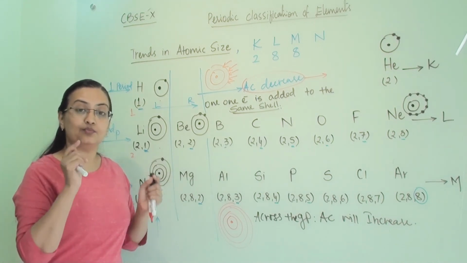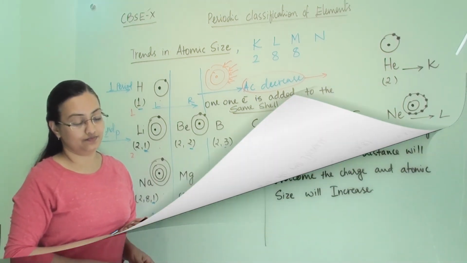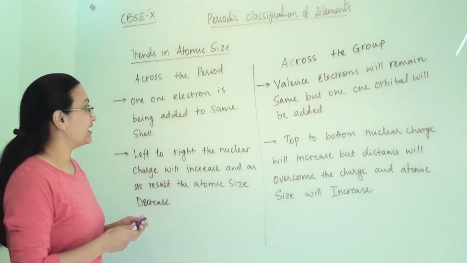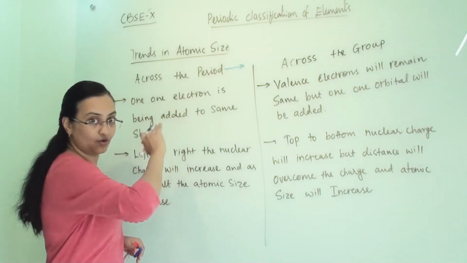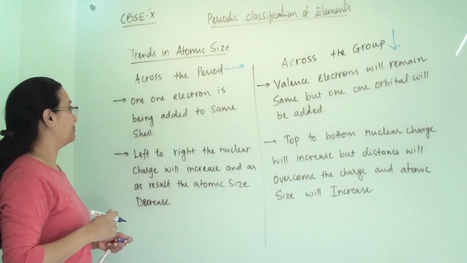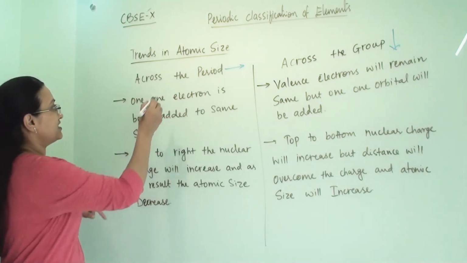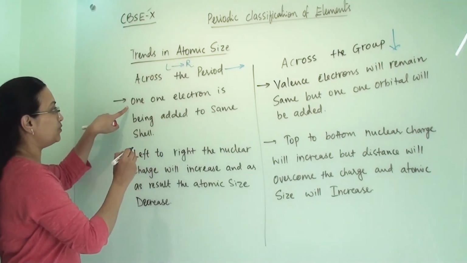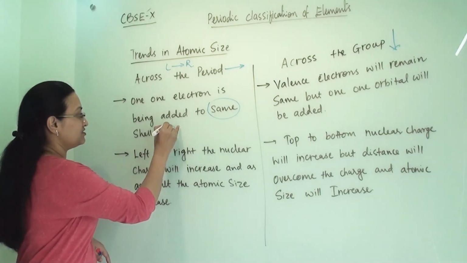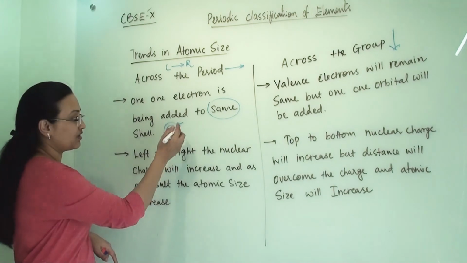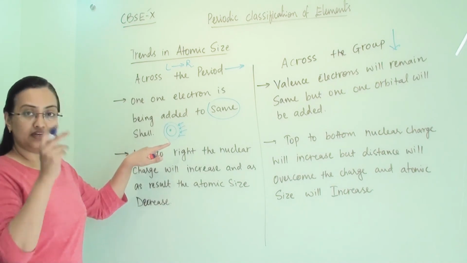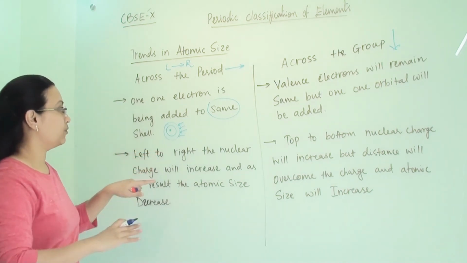Let us write this in a point-wise manner and understand this. Let us write this way and compare what will happen across the period and across the group. Across the period means left to right horizontally, and across the group means top to bottom through the vertical column. Now here when we are going from left to right, what will happen? One electron is being added to the same shell. If I am talking about the second period, then as we are going from left to right, we keep on adding all the electrons one by one in one shell.